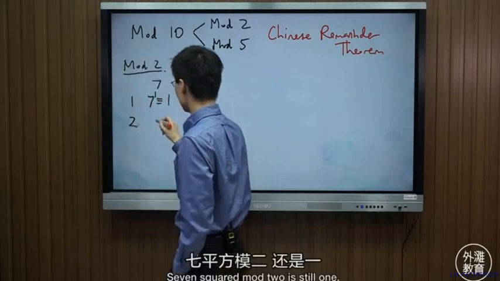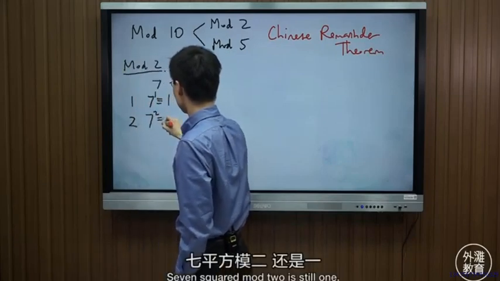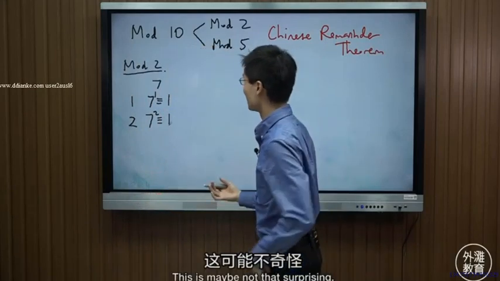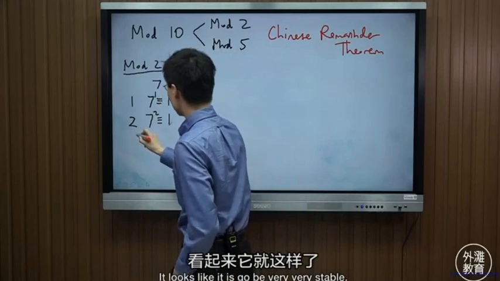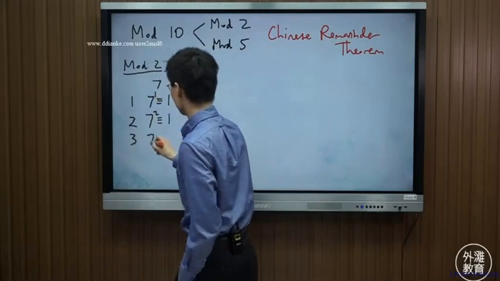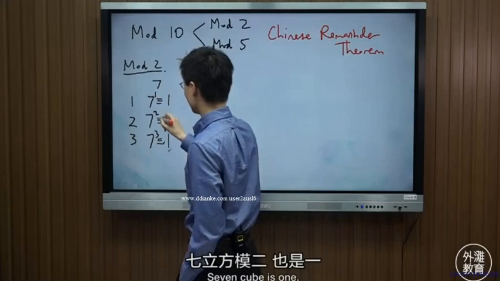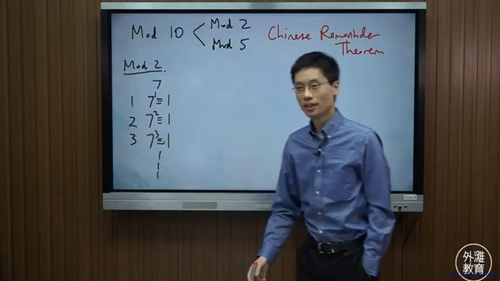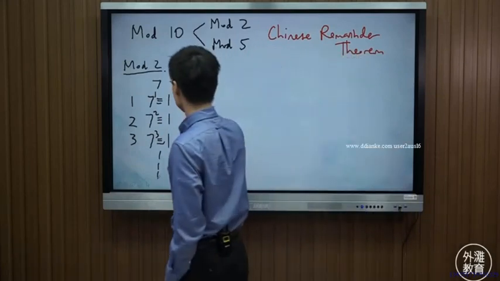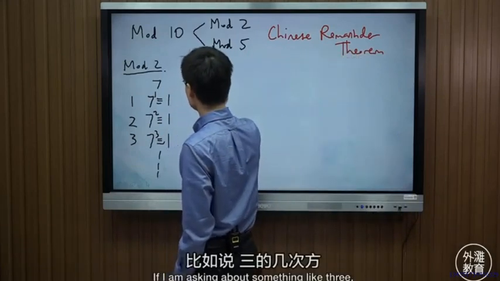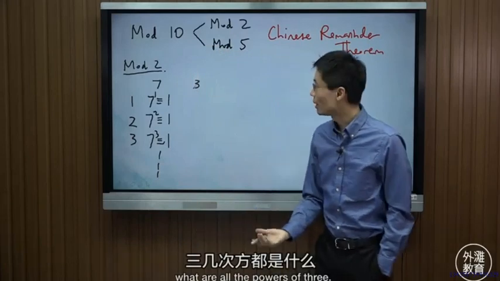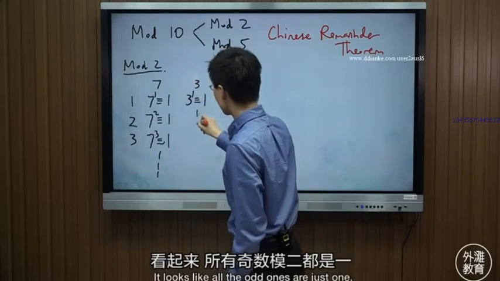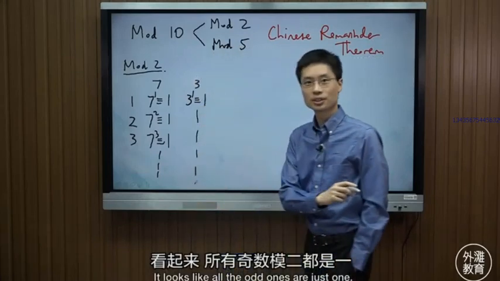7 squared mod 2 is still 1. This is maybe not that surprising. It looks like it's going to be very, very stable. 7 cubed is 1. Actually, all of these will be 1 here. What about the next column? If I'm asking about something like 3, what are all the powers of 3? Well, 3 to the 1, that's odd. It looks like what happens is the odd ones are just 1.